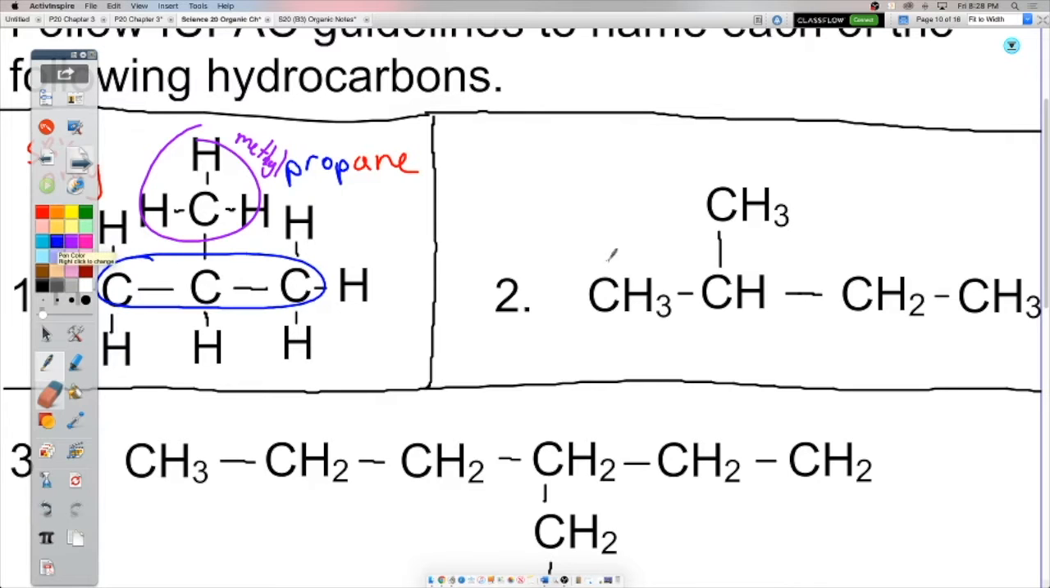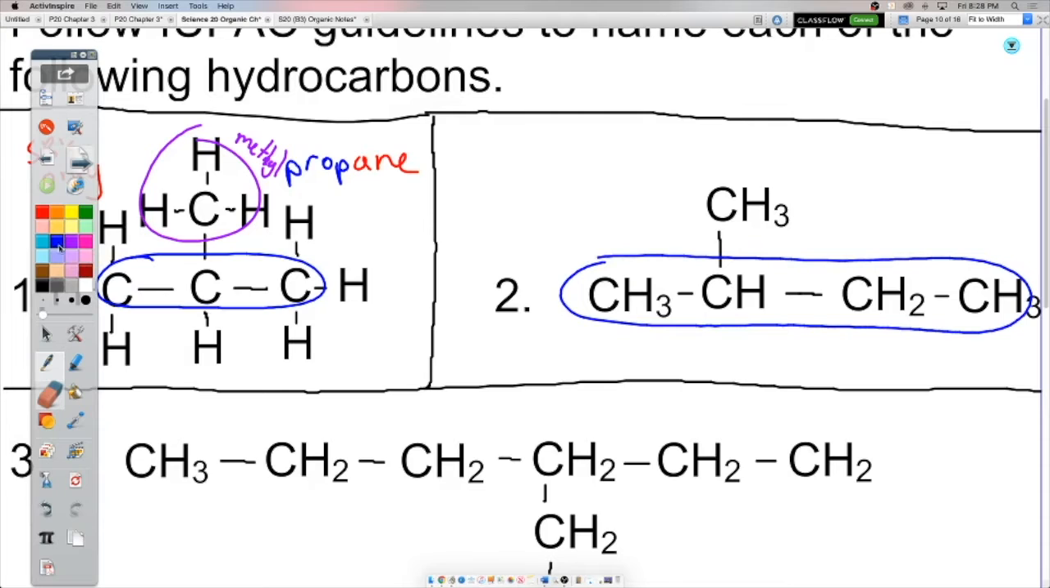So here I see 4 carbons. What's the prefix for 4? It's but. Okay, next thing, how is this thing going to end? Well, check for any double or triple bonds. Nope, single, single, single. So this is going to end in ane. All right, so we've covered the 4 carbons, and we've covered the fact that there's only single bonds.